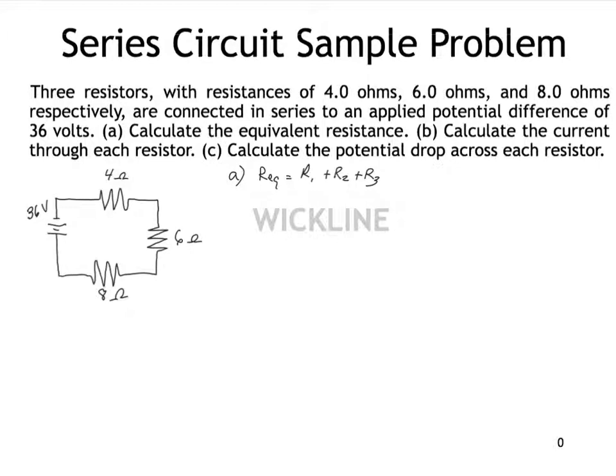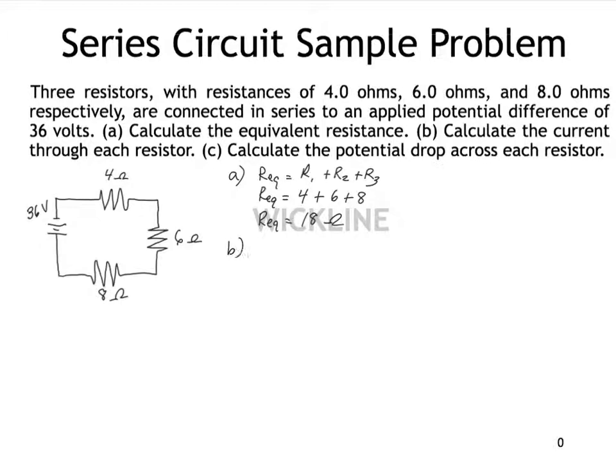For a series circuit, you just add the resistances up to equal the total. So there's the equation. I'll plug in values. And 4 plus 6 plus 8 is 18 ohms. So the single resistor that could replace all three would be one 18 ohm resistor.